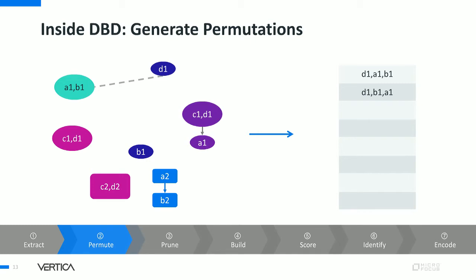The next step is permute. Once DBD extracts all the seeds, it will enumerate sort orders using seeds. And how does DBD do that? I'm starting with a very simple example. So here you can see DBD can enumerate 2 sort orders by extending D1 with the unordered set A1, B1, and derive 2 sort order candidates, D1, A1, B1, and D1, B1, A1. This sort order can benefit queries with a predicate on D1 and also benefit queries by group by A1, B1 when D1 is constant.